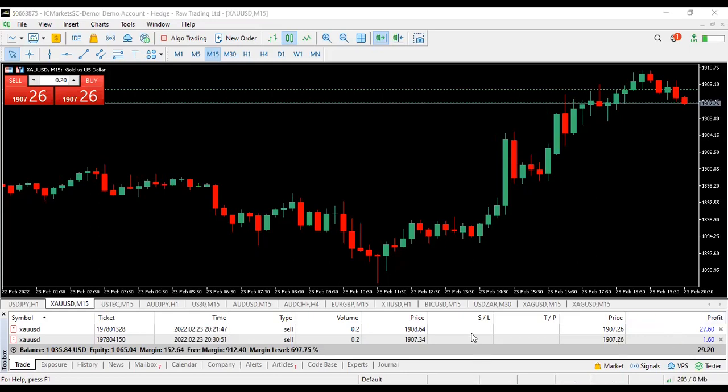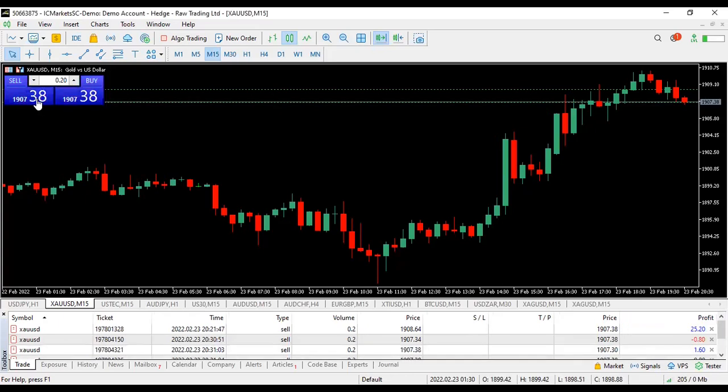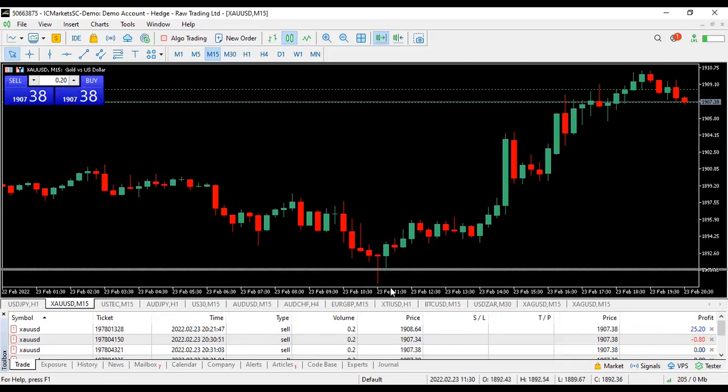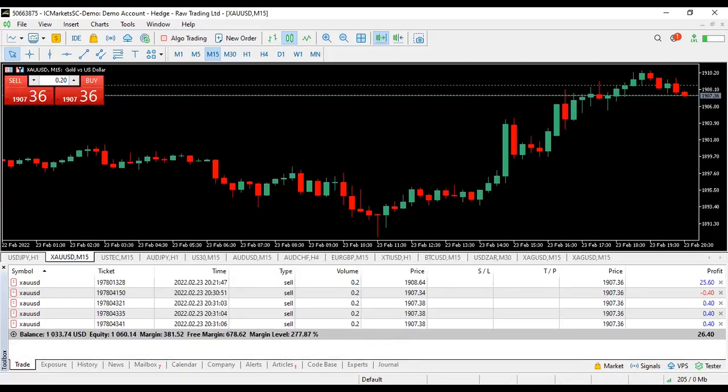You can place as many trades as you can. I can place another one, and another one. You can see these are trades that are running right now. All of them are in profit because they are blue.